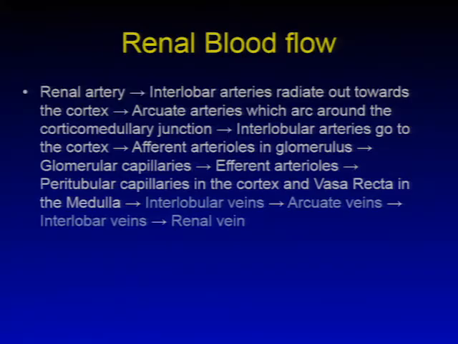This slide depicts the blood flow to the kidneys. The renal artery gives rise to interlobar arteries, which give rise to the arcuate arteries, then the interlobular arteries, which go to the cortex, the afferent arterioles, which go into the glomerulus, the glomerular capillaries, the efferent arterioles, the tubular capillaries in the cortex, and vasa recta in the medulla, and then the venous drainage by the interlobular veins, arcuate veins, interlobar veins, and the renal veins.